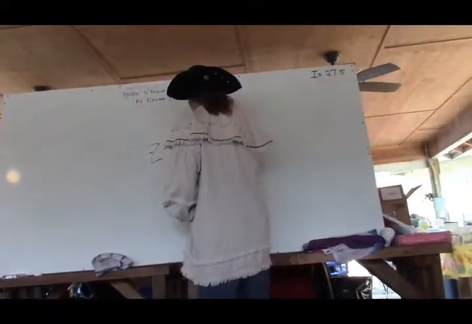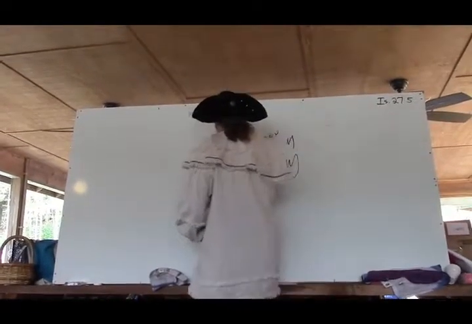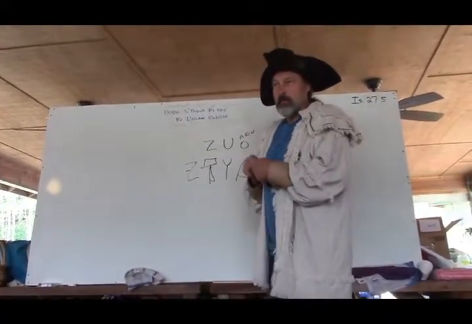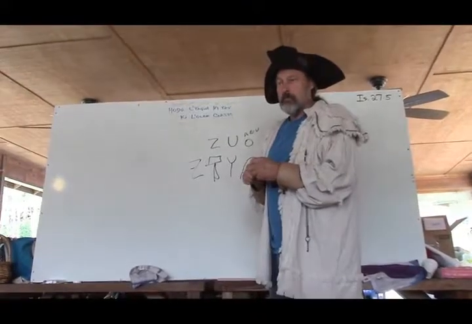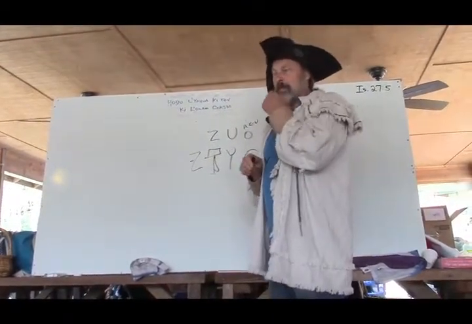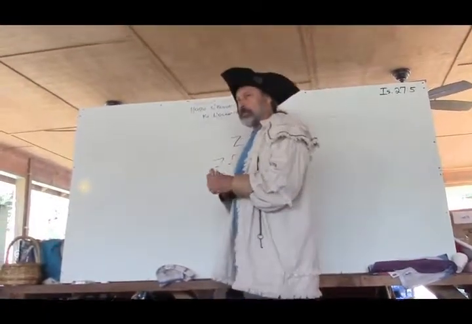Okay, Isaiah 27:5 says, "Let him take hold of my strength and make peace with me. Let him make peace with me." Let him grab hold of my strength. Okay, read a couple verses before that.